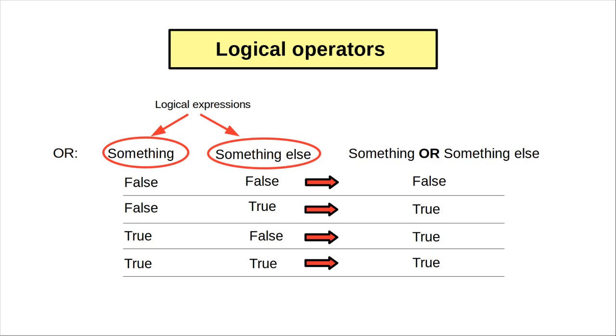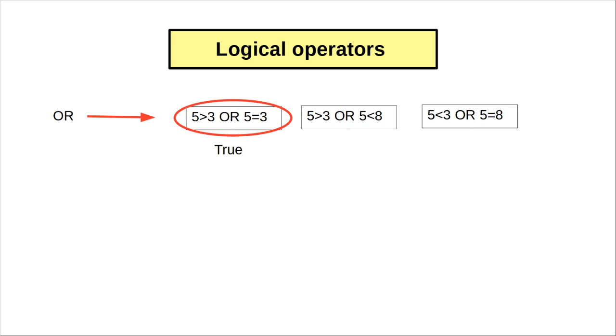And finally, the OR operator. It results false if both of the initial expressions are false. Otherwise, it results true. This logical expression is true because 5 greater than 3 is true. This logical expression is also true for the same reason. Finally, this logical expression is false because both initial expressions are false, that is, 5 is not smaller than 3 and 5 is not equal to 8.